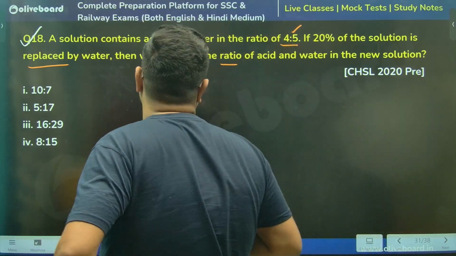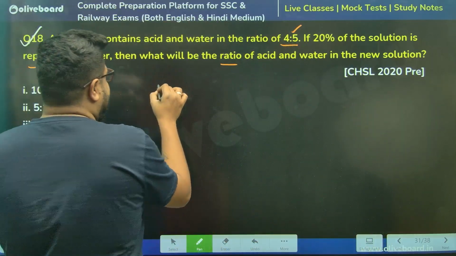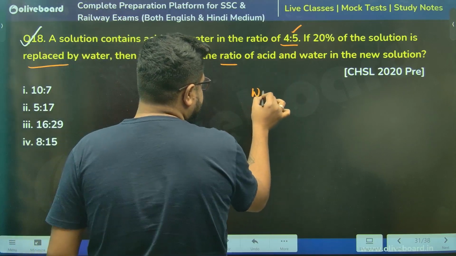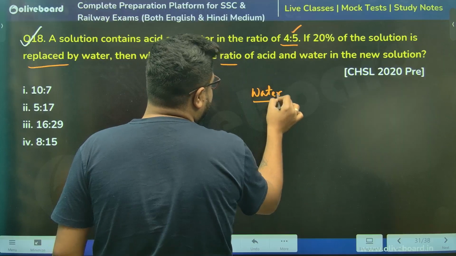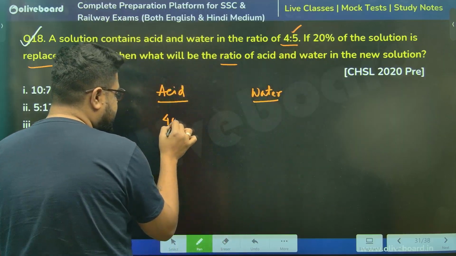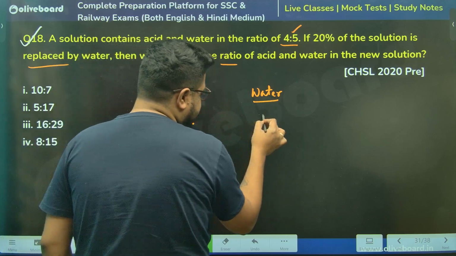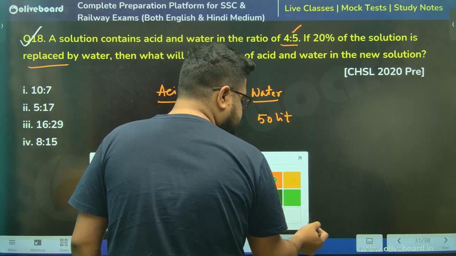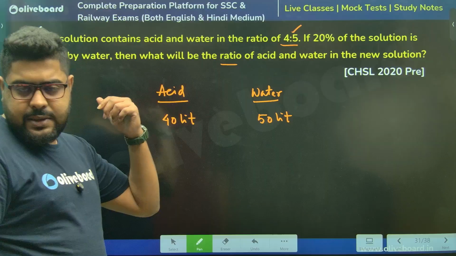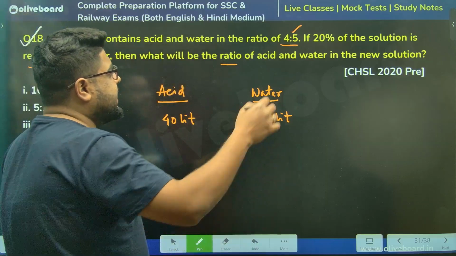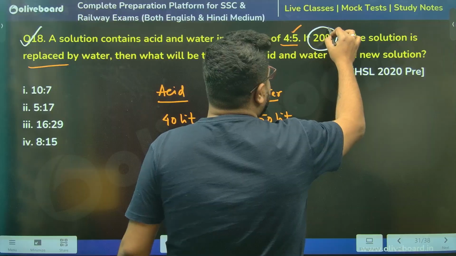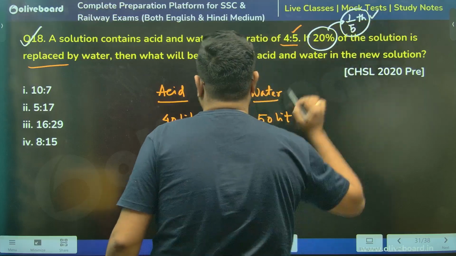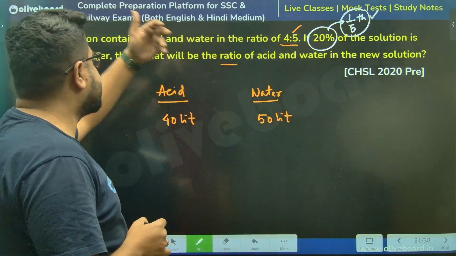I will choose volume. Sir, acid is there, water is there. Sir, what is the ratio, sir? 4:5. Sir, I am choosing 40 liters, 50 liters. Now you might say, sir, why in the world are you choosing like this? You could have chosen anything. Why in this? Because 20% will be better to calculate like this. 1/5, right? Chalo, let's do this. 1/5 of the solution has been replaced.